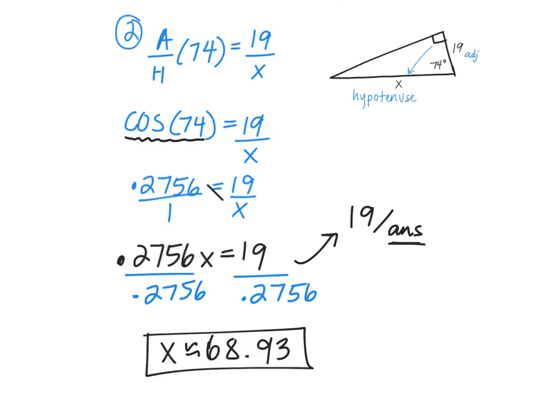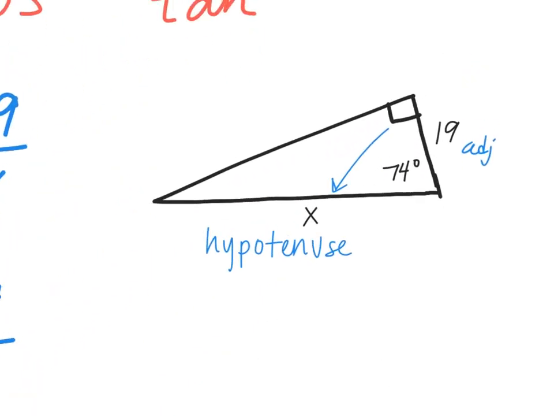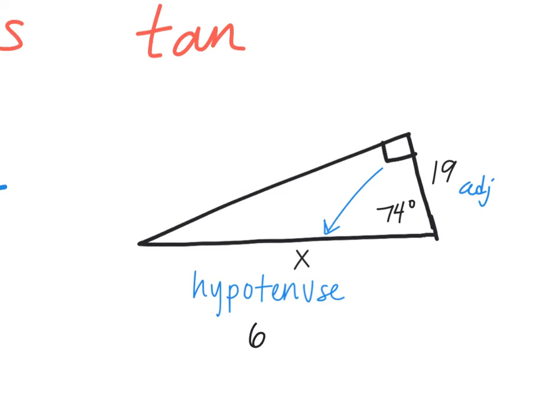And we can check our work by going back to our triangle. 68.93 is what we have for this side. The hypotenuse should be the longest side. Well, is that side longer than the other one? Golly, it is, because the other one is 19. So that's a good clue to know that you're correct. Look back at your triangle, make sure that the side that should be longer is, and you'll know if you're right.